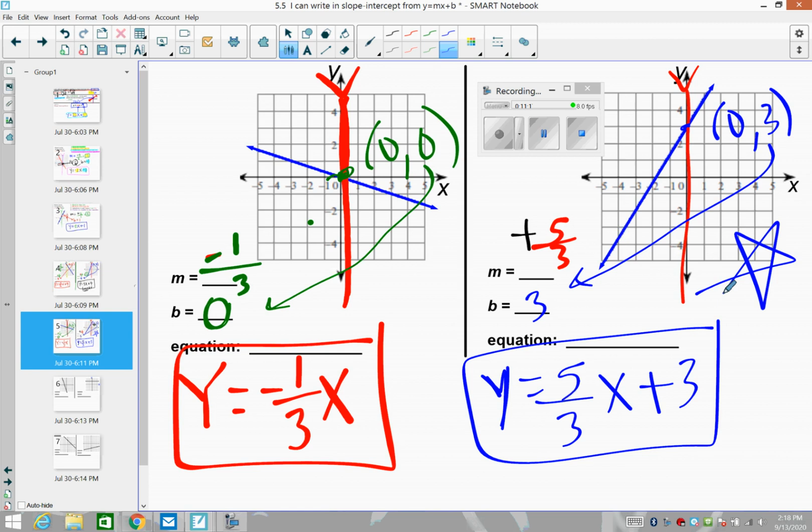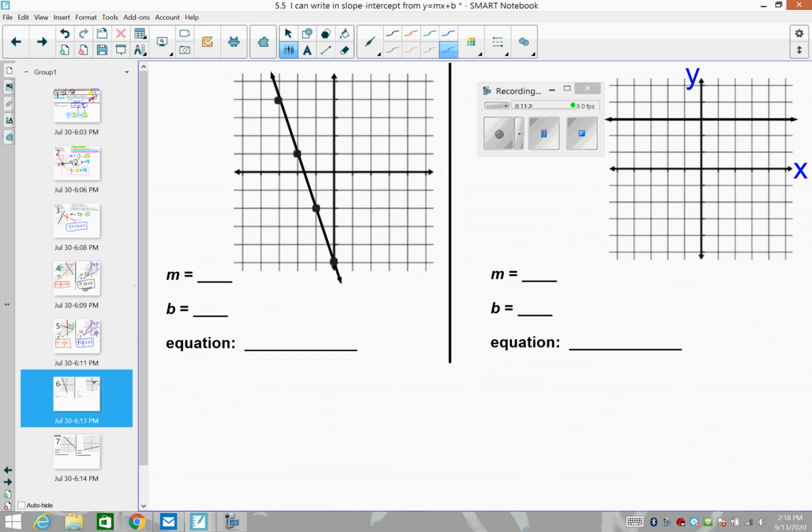All right, we're at 11 minutes. We have 4 left. If we go 1 problem per minute, we're out of here at like 15, 16 minutes. This problem here, we have to get the slope first. So go ahead and try to do slope, y-intercept, and write the equation for both of the problems on the screen. Go.